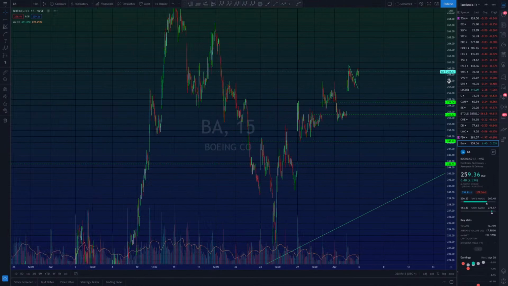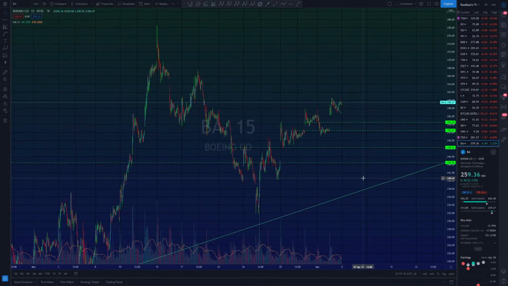Boeing, I looked at Boeing today. I am concerned with the amount of gaps it has, but if news continues, I think 267, it should at least retest the mid 260s. I think me and Avery were talking about that today.